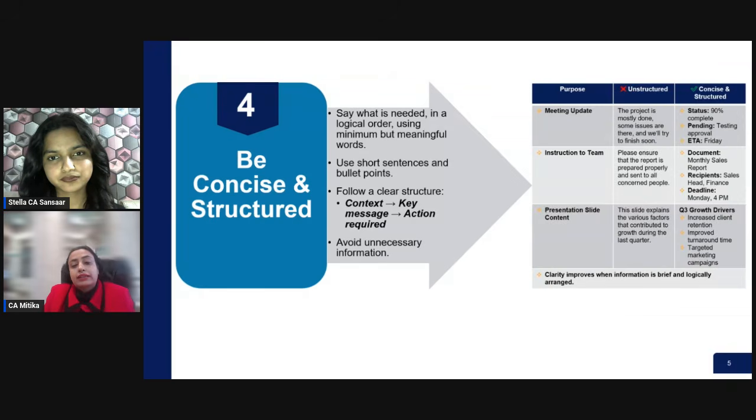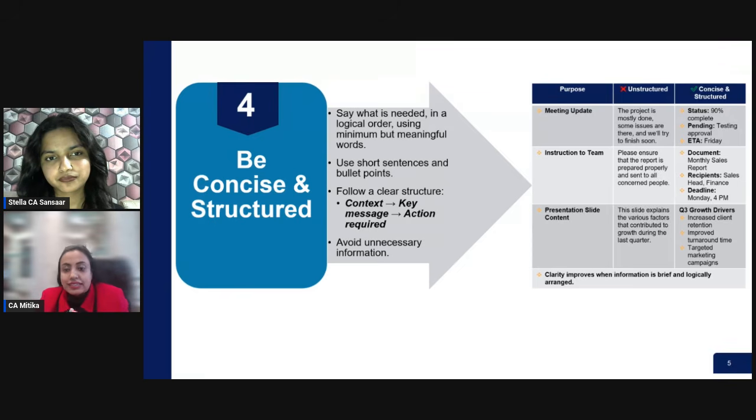Let's see some practical examples. Say we are giving a meeting update and we phrase it as "The project is mostly done. Some issues are there and we'll try to finish soon." Which project? What issues? By when? Nothing specified. Let's make it concise in structure, in bullet points: the status is 90% complete; what is pending is the testing approval; and ETA is Friday.